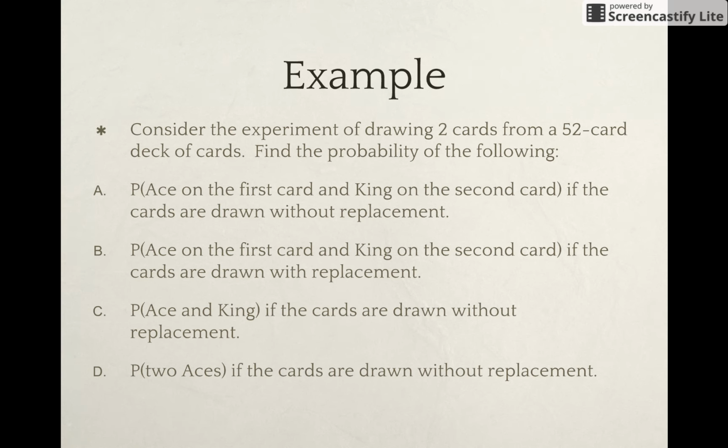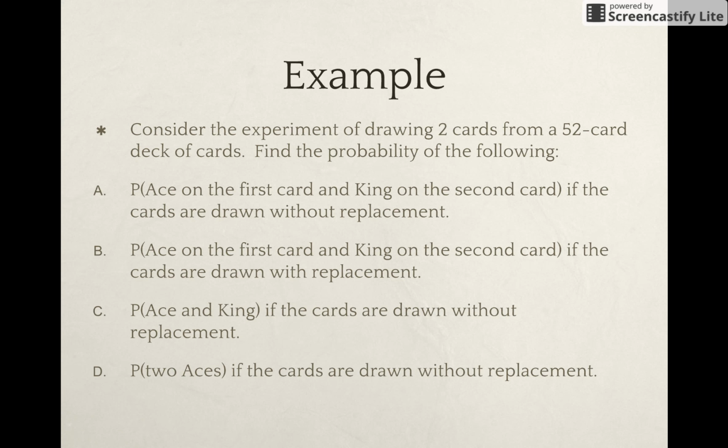C, probability of ace and king if the cards are drawn without replacement. So we'll assume that they're drawn without replacement. And lastly, D, the probability that we select two aces if the cards are drawn without replacement. Take a second and try these probability problems using our properties of probability and our new formulas for OR and AND probabilities.